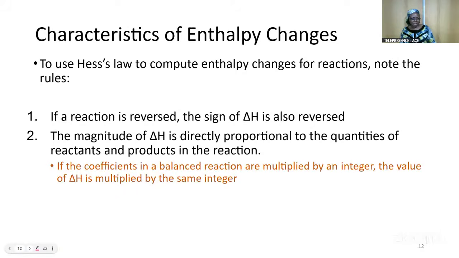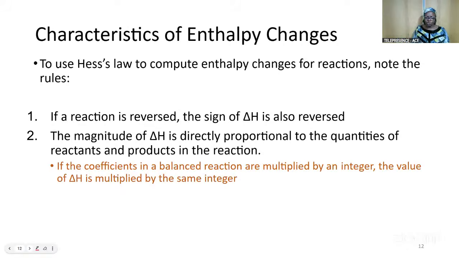So if you are using Hess's law to compute enthalpy changes for reactions, you need to bear in mind certain rules. Very simple rules. Number one is that if a reaction is reversed, the sign is also reversed. So in the course of taking different steps to get to the final state, if at any point in time you are reversing a reaction, then you should bear in mind that the delta H sign will change. So if it was negative before, it will change to positive. If it was positive before, it will change to negative.